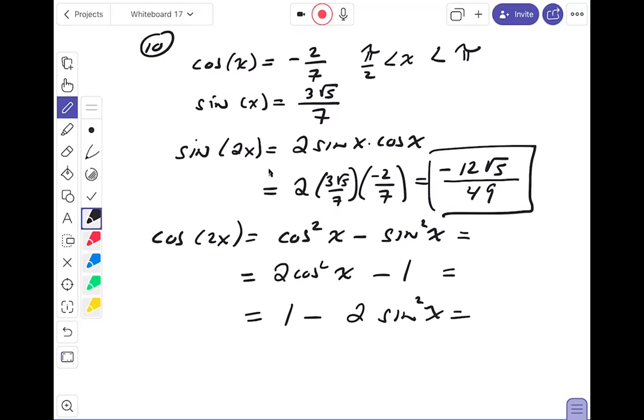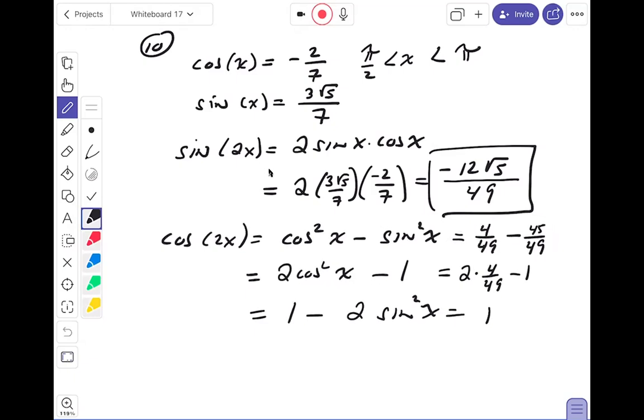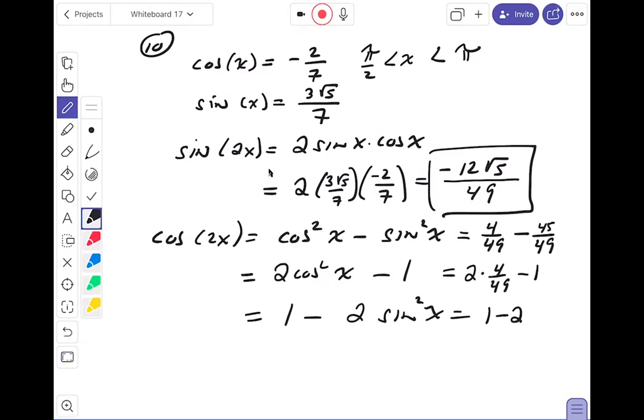What's a cosine squared? Well, looking at it, it's going to be 4, because minus 2 squared is 4, right? 7 times 7 is 49. Minus, what's a sine squared? Well, let's see. That's going to be 45 over 49. All right, let's do the next one. It's going to be 2 times cosine squared, which is 4 over 49, minus 1. We'll do the arithmetic later. And this can be 1 minus 2 times the sine squared, which can be 45 over 49.